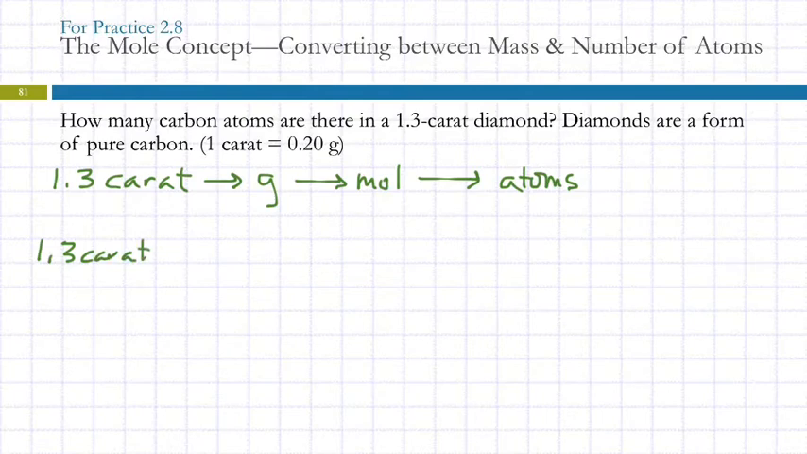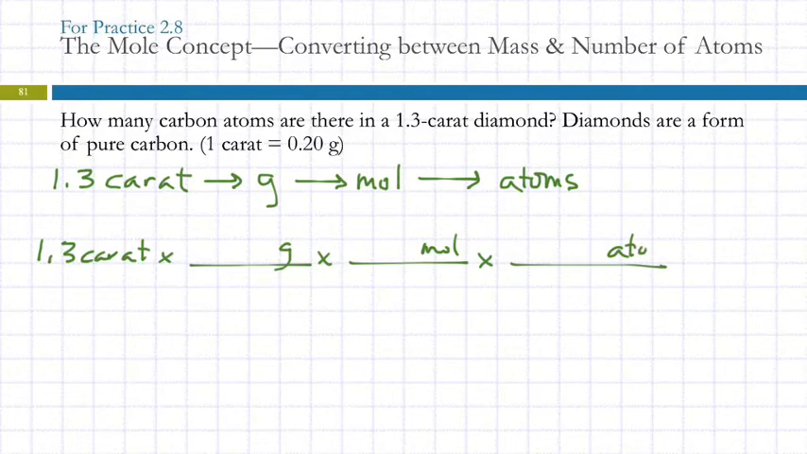So I've got my carats, and then I'm going to have a fraction with grams on top, and a fraction with moles on top, and a fraction with atoms on top. Because my path tells me what to do. Carat, gram, mole, atom. Carat, gram, mole, atom. Fill the units in so they cancel out. Oops. Units first. Now we put the numbers in.